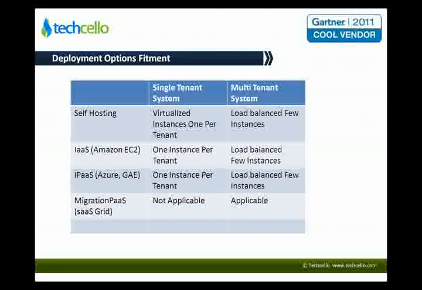So IaaS examples are Amazon EC2. Again, here you will purchase one instance per tenant in Amazon, whereas you will have very few instances just for the sake of load balancing in a multi-tenant environment. In infrastructure PaaS, again you will go for one instance of either a web or a worker role or a database, whereas in a multi-tenant system, you will have very few instances, again just for the sake of load balancing.